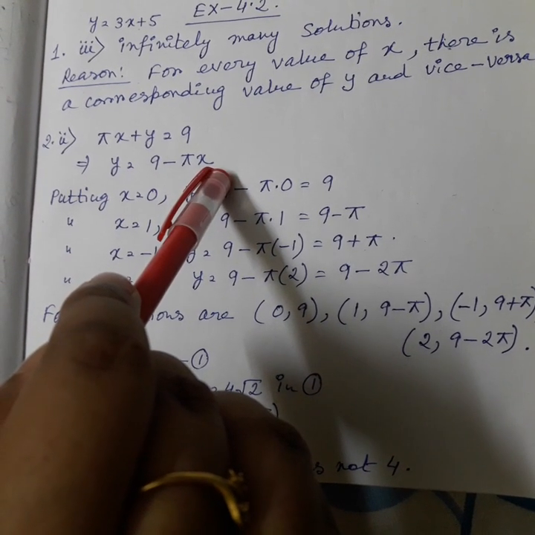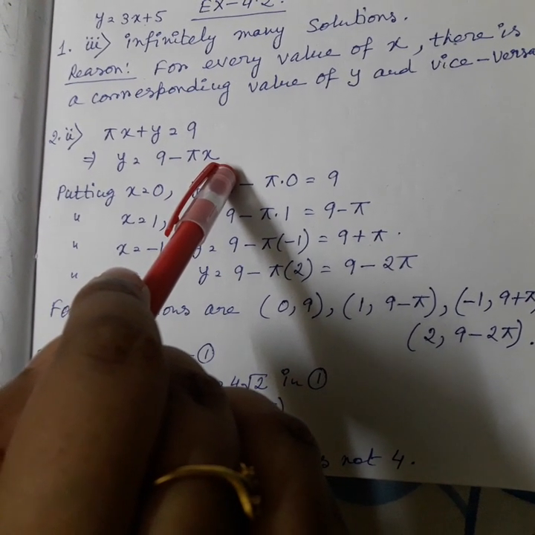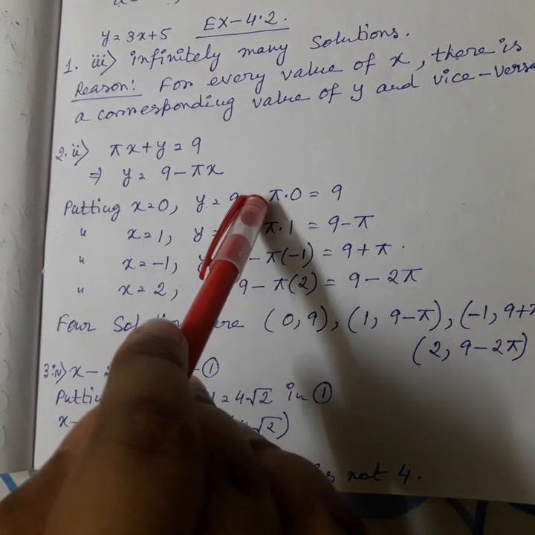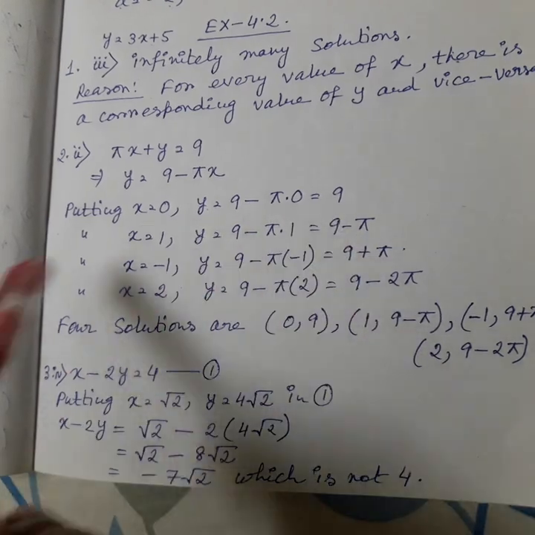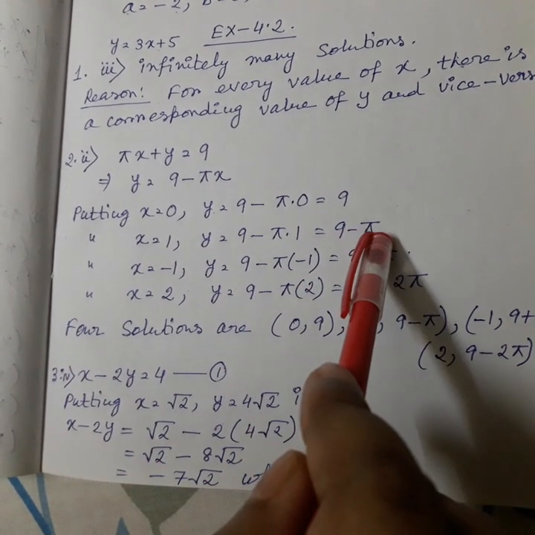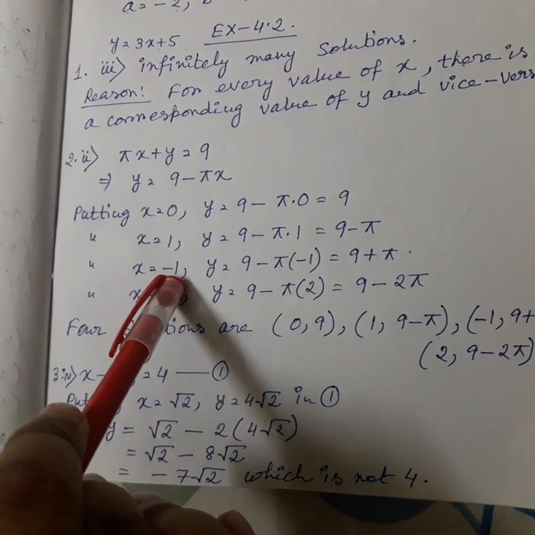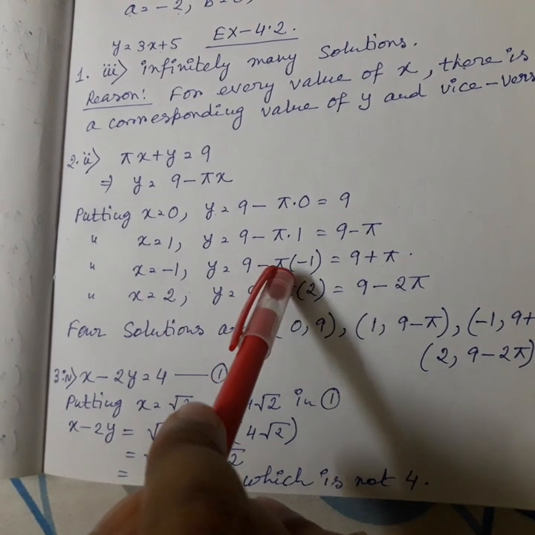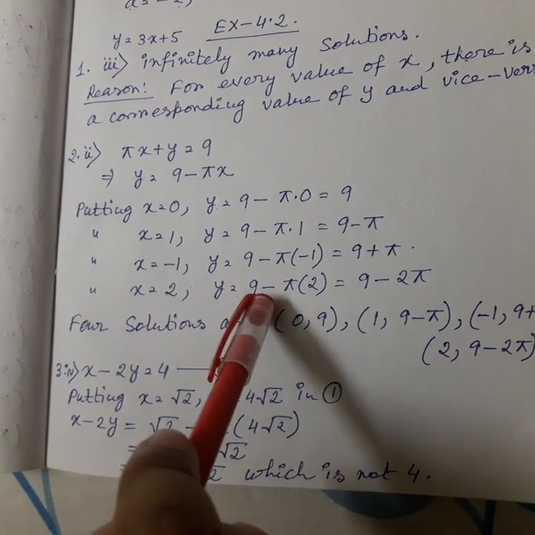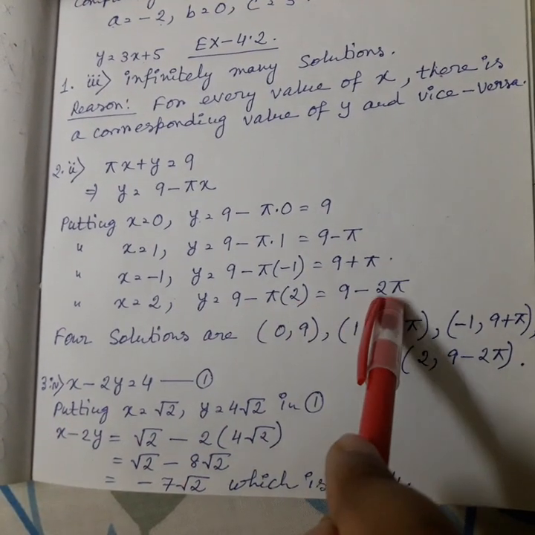Then I have put different values of x. First x equal to 0. So y equal to what will come? 9 minus pi into 0, that is 9. For x equal to 1, y equal to 9 minus pi into 1, that is 9 minus pi. For x equal to minus 1, y equal to 9 minus pi into minus 1, that is 9 plus pi. For x equal to 2, y equal to 9 minus pi into 2, that is 9 minus 2 pi.